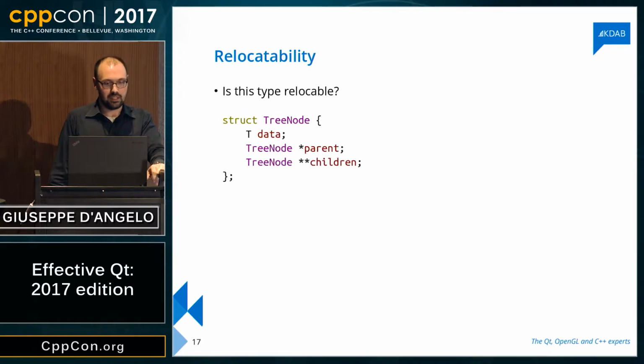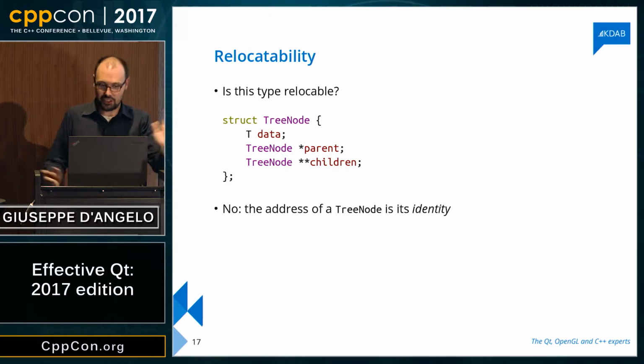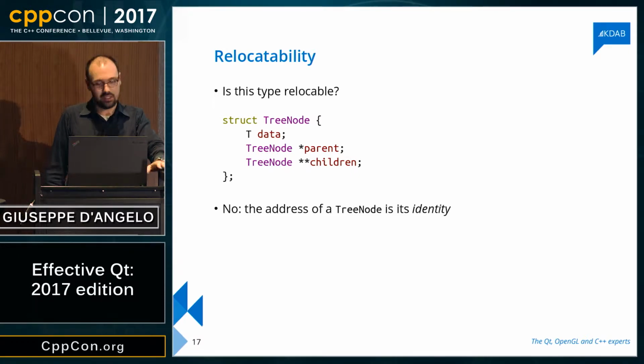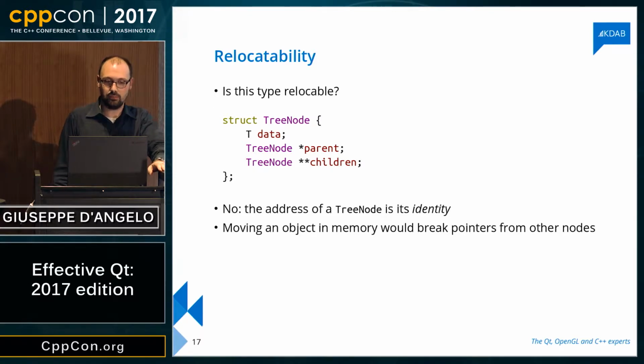What about this one? That's like a node in some kind of tree structure. So the node itself has some data, then it's got a pointer to the parent node, and a list of pointers to the children. Can we relocate this? You see too many pointers. No, this is not safe. Yeah, indeed, this is not safe in general to relocate. We say that the address of such a node is its identity. We identify such objects by their address in memory. So that is definitely not safe to relocate, because moving in memory would break the pointers.